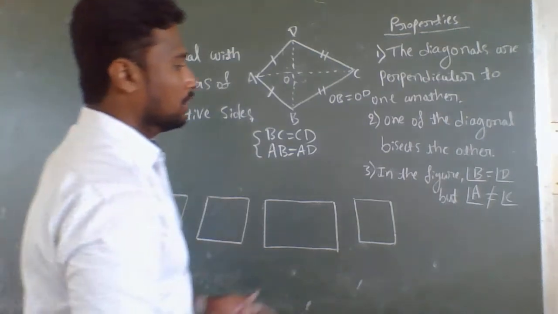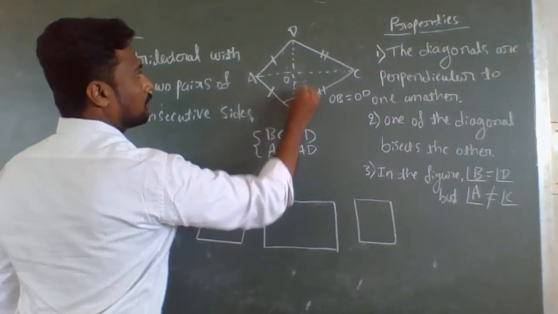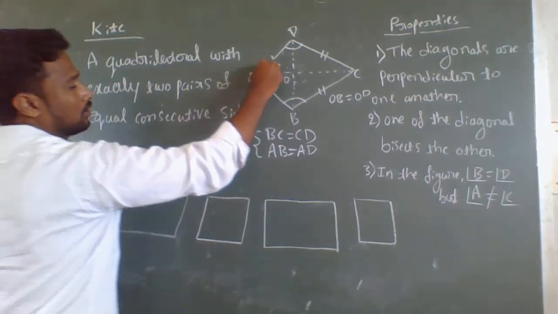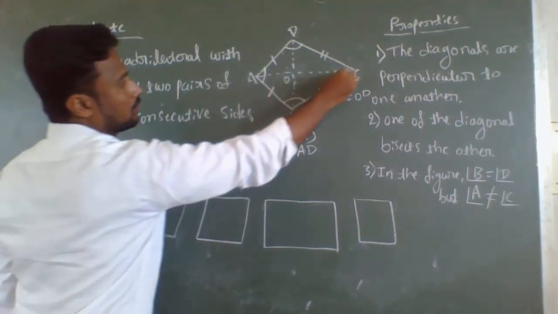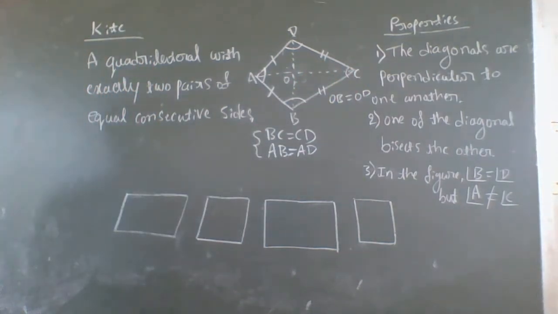Next property, in the figure, angle B is equal to angle D. This angle B is always equal to angle D. But angle A is not equal to angle C. So these are the properties of a kite.